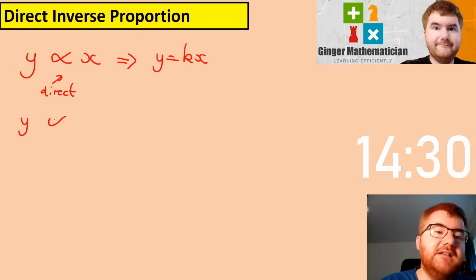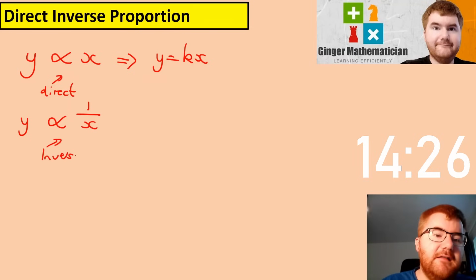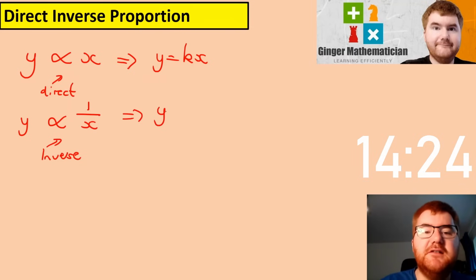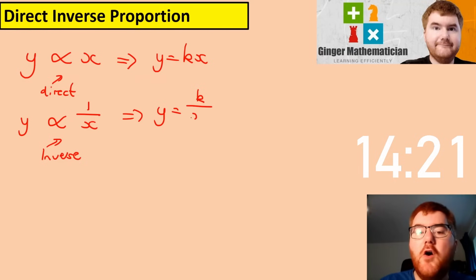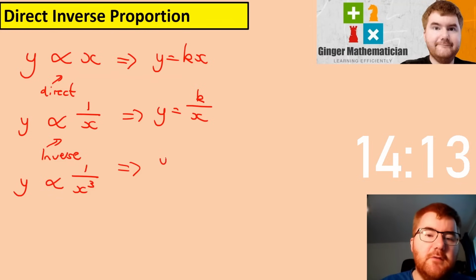If it's inversely proportional, so it's got 1 over, this is what's known as inverse, then we can write this as this equation, y equals k over x, and we can get mixtures of these things. So we have y is proportional to 1 over x cubed, in which case we'd write this equation as y equals k over x cubed.